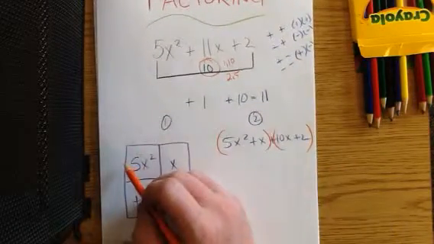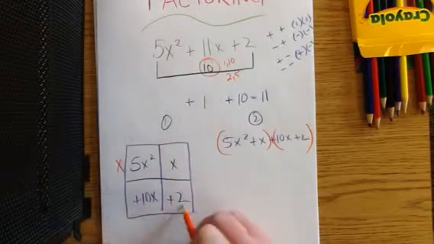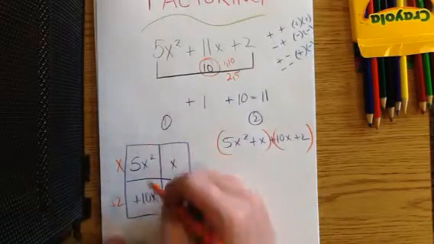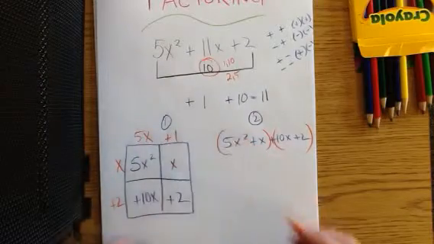This one I'm going to do greatest common factor. What do these two have in common? They both have an x. What do these two have in common? The only thing they have in common is a positive 2. What do these two have in common? They both have a 5x. What do these two have in common? They have a positive 1.